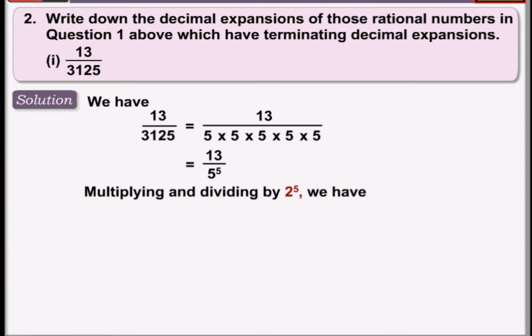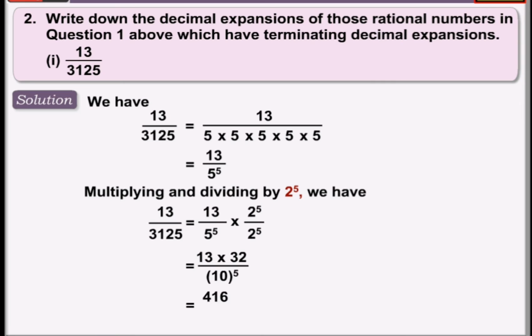Multiplying and dividing by 2 raised to power 5, we have 13 upon 3125 equal to 13 upon 5 raised to power 5 into 2 raised to power 5 upon 2 raised to power 5. Now, it is equal to 13 into 32 upon 10 raised to power 5. That is 416 upon 10 raised to power 5, which means it is 0.00416.